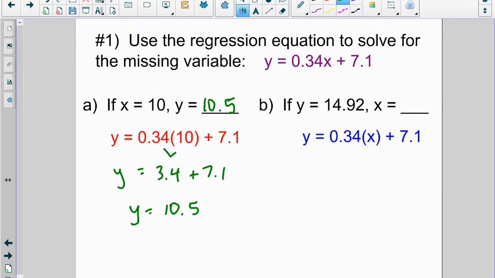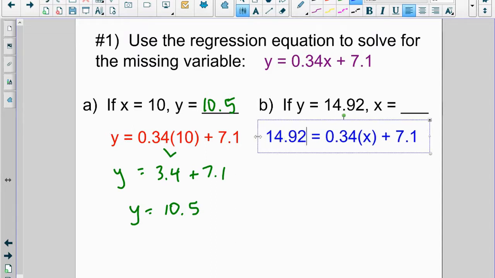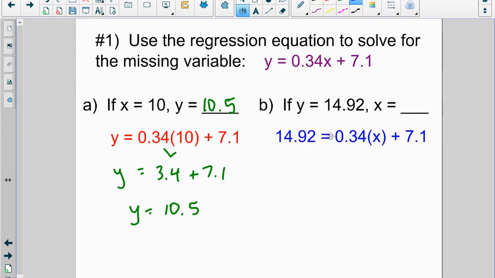Now in the second example, we're going to take the same equation, and this time we're going to take a given y value, 14.92, and try to use that to solve for x. So in our equation, I don't want to put 14.92 in the place of x because it doesn't equal x. 14.92 is the value of y. I'm going to replace the y in the equation with that number. And now I have to do a little solving. I have to work backwards to try to get x by itself. So the first thing I want to do is subtract 7.1 from both sides.